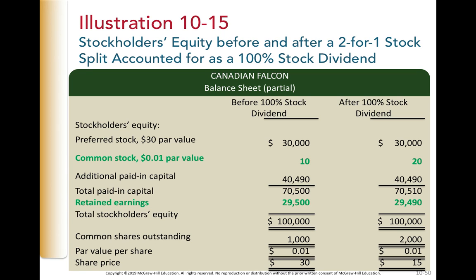After the 100% stock dividend, the preferred stock remains the same, but the common stock has doubled to $20. The additional paid-in capital remained the same, but the total paid-in capital went up by $10. The retained earnings went down by $10, bringing the total stockholders' equity again to $100,000. The common shares outstanding is now 2,000 shares. The par value per share is still 1 cent per share, and the share price is $15.